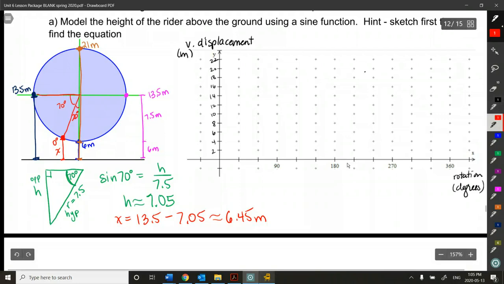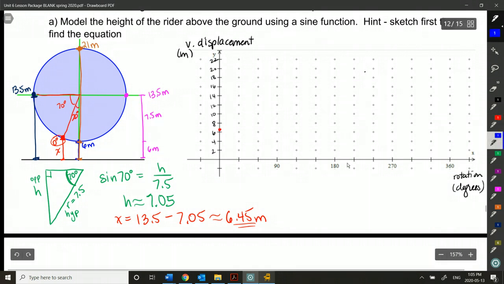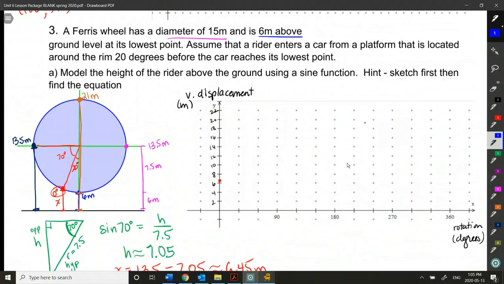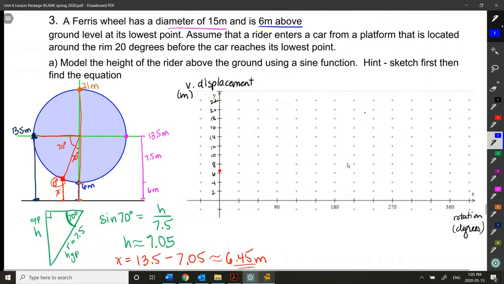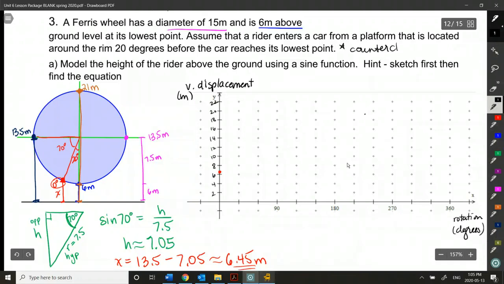Perfect. And I know my starting height. Remember we said this was 0 degrees. Now we know that our starting height is actually 6.45, so you're just going to approximate that. It should be just above 6. And then we are rotating counterclockwise here, I think. Yeah, it says 20 degrees before it reaches its lowest point. So I probably should specify here that we are going counterclockwise.